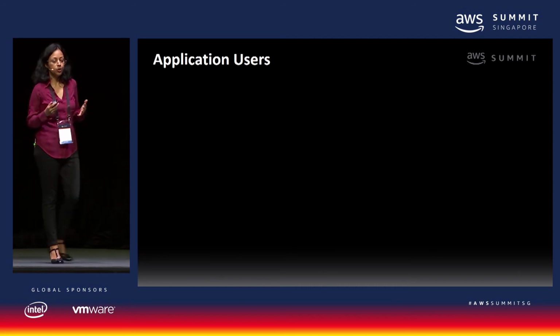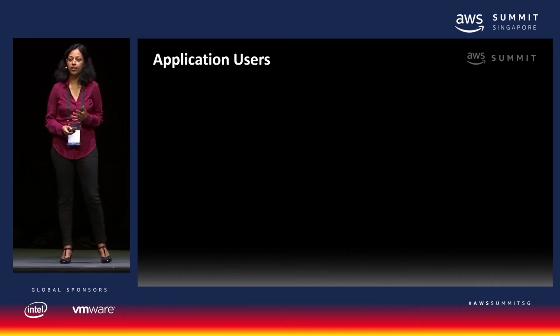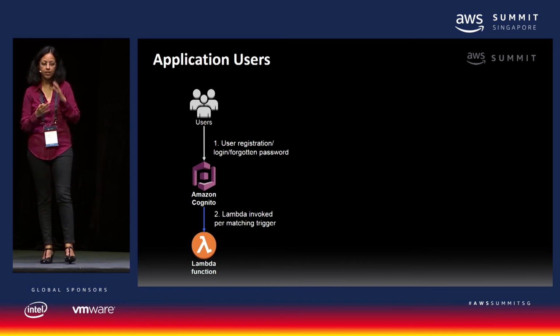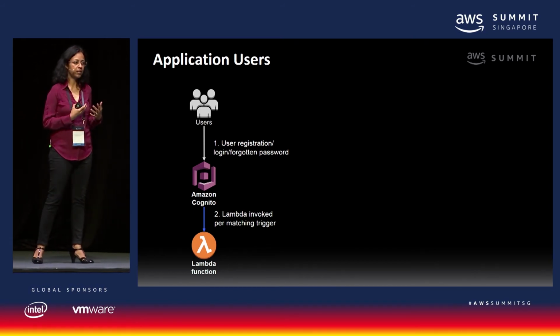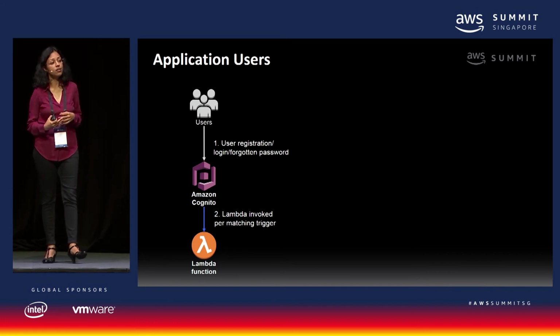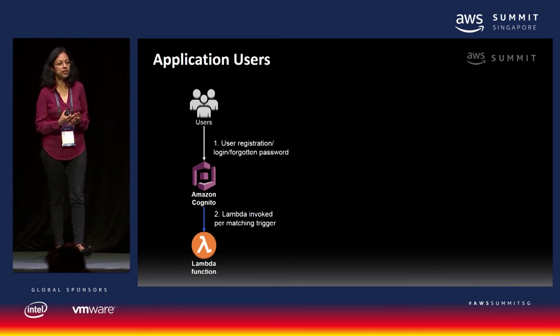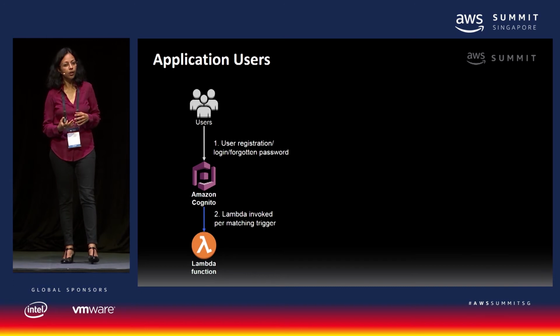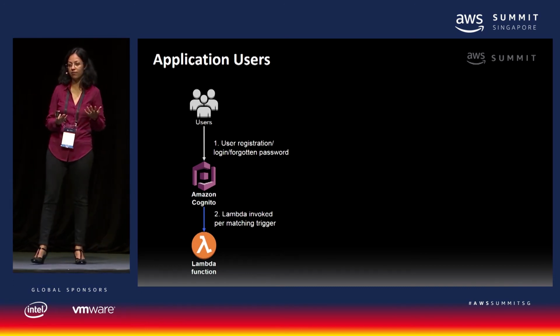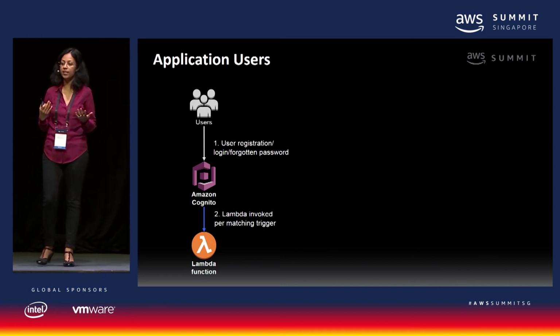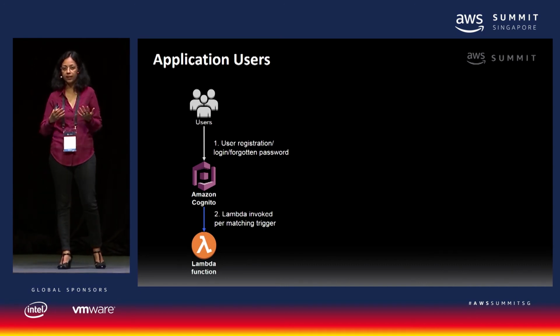Now you need a way to manage the users of your application. Amazon Cognito is a service that allows you to do that. What Cognito also does is publish lifecycle events when a user registers for the first time or maybe changes their password. You can then have a Lambda function trigger to notify the user every time these events occur. For example, you can send out a welcome email to the user or let them know that they just reset their password.